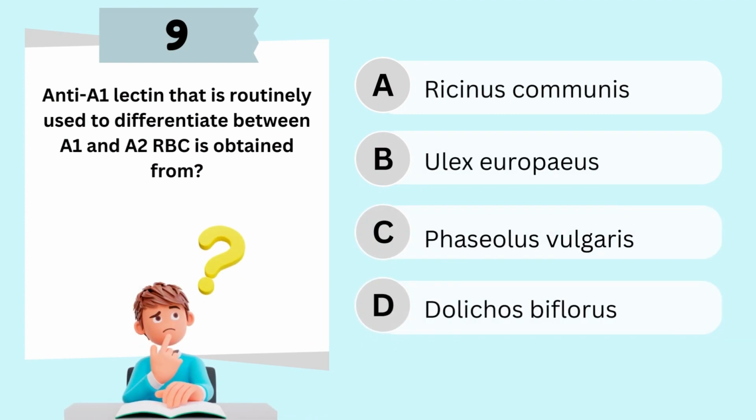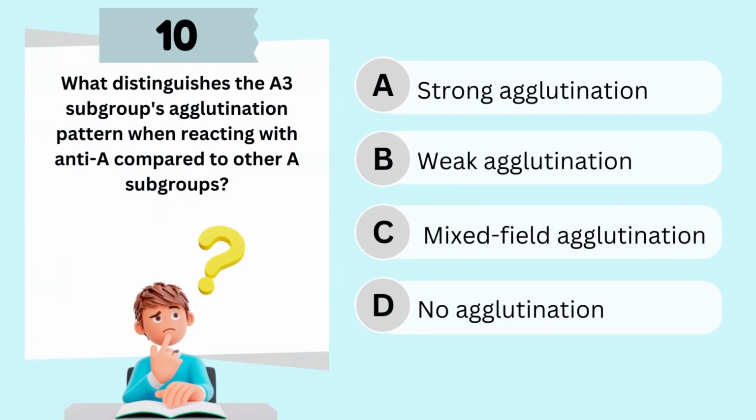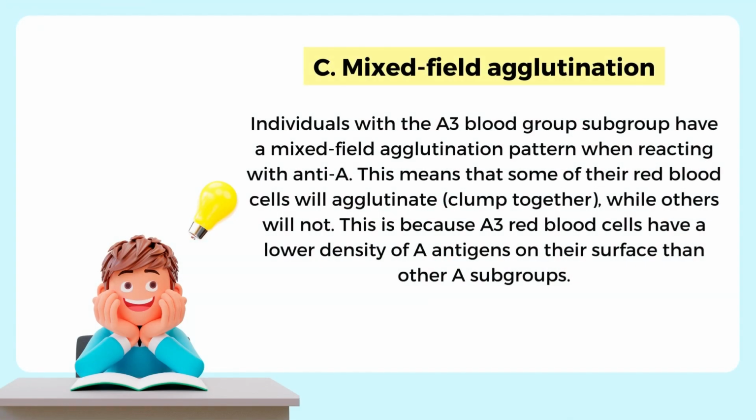Anti-A1 lectin that is routinely used to differentiate between A1 and A2 RBC is obtained from? The correct answer is D. Dolichos biflorus. What distinguishes the A3 subgroup's agglutination pattern when reacting with anti-A compared to other A subgroups? The correct answer is C. Mixed field agglutination.